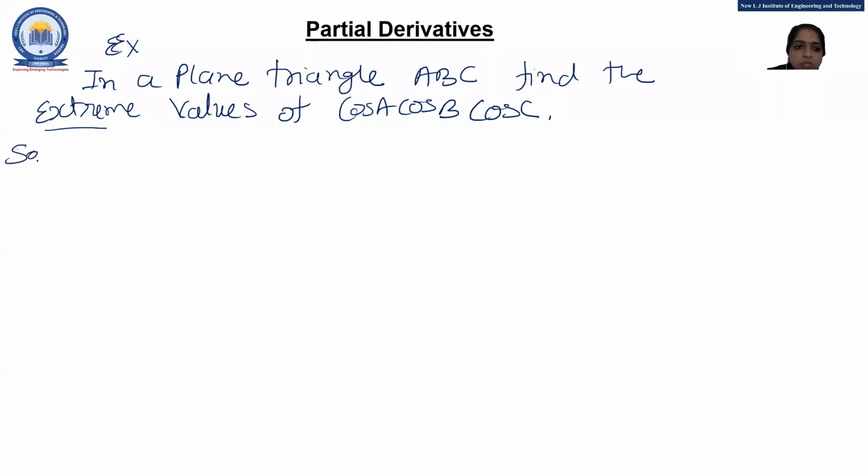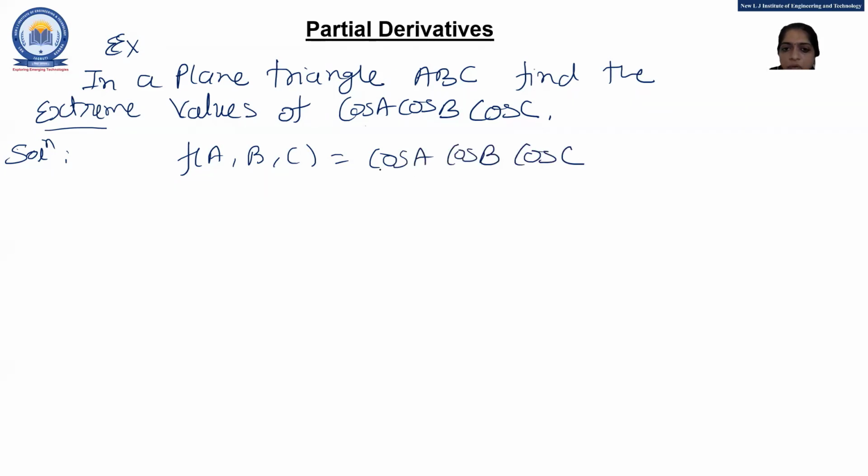So let's start the solution. Here, our given function f of A, B, C, we want to find the extreme value, that is our function f, cos A, cos B and cos C. Okay, see carefully. We want to find the extreme value of our function f. And what is our constraint? Have you got any idea about the constraint of a triangle? Anyone? Please let me know in the chat box. What is our constraint?